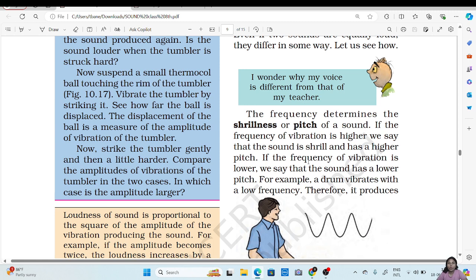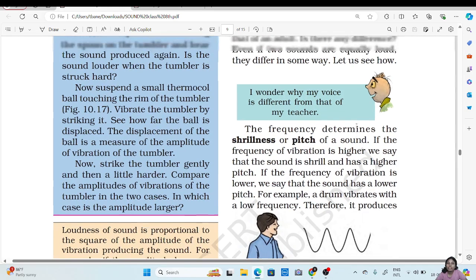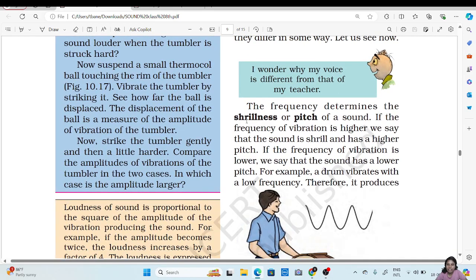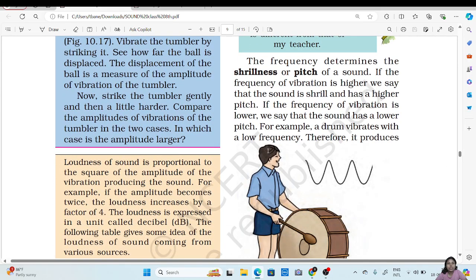So that is a low pitch sound. In that case the frequency of vibration is also low, and therefore it is a low pitched sound. Now if the frequency of vibration is higher, we say that the sound is shrill and has a higher pitch, as we said in the case of a whistle. If the frequency of vibration is lower, we say that the sound has a lower pitch.